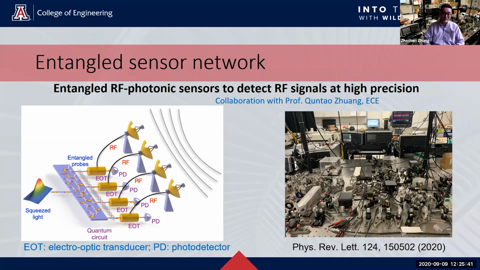Actually, in my lab, we have already demonstrated a tabletop setup of entangling different sensors. As you see, we can now use entanglement to link different sensors, and we show that when they work collectively by their shared entanglement, they can achieve much better performance in detecting radio frequency signals. This would be a critical functionality, for example, for navigation and positioning applications.